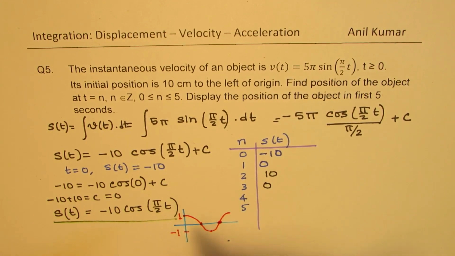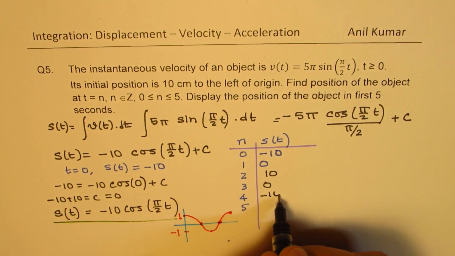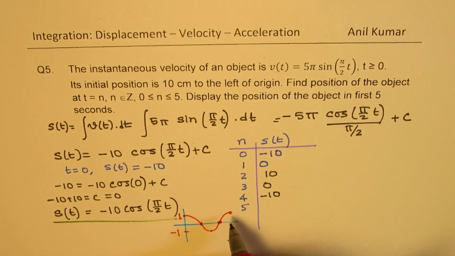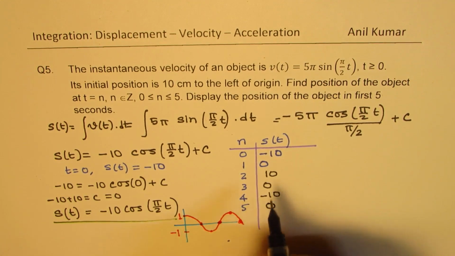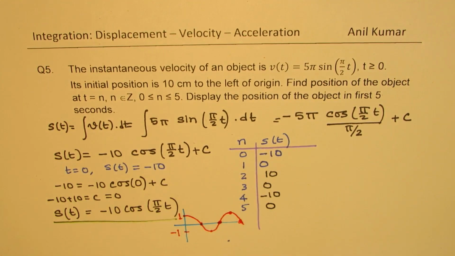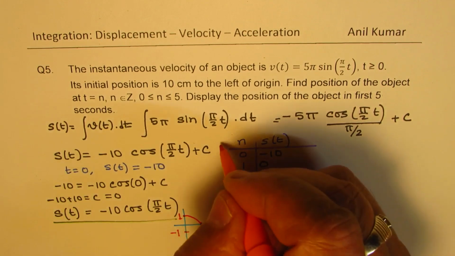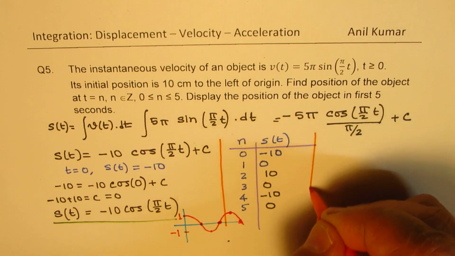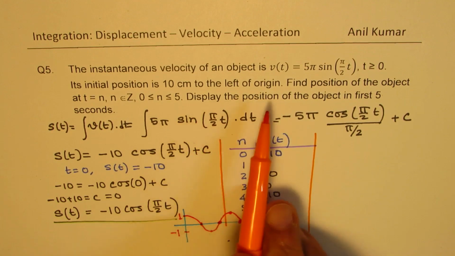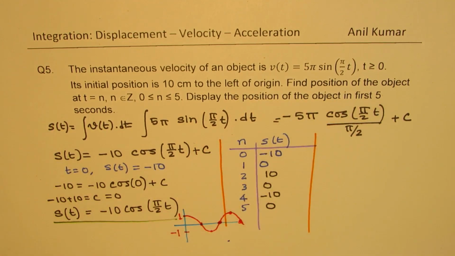And at 4, this goes to 2 pi. So at 2 pi, it is 1, so we get minus 10, right? And then again, it will go further down, right? So the next point here is this one, which is 0. So we come back to 0. Okay. So these are the values which you get for displacement. Now, we need to display this. So we got the values. That's part 2. Now in part 3, display the position of the object in the first 5 seconds.